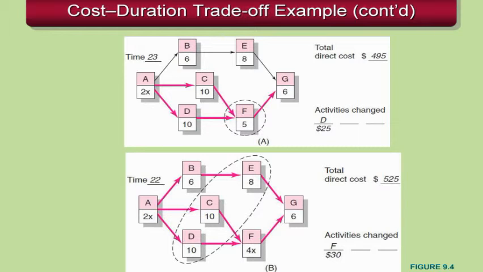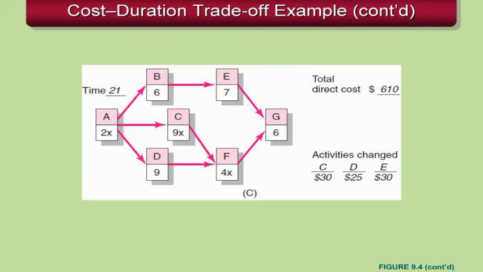So our choices are going to be D, C, and E, or D, C, and B, and it turns out that D, C, E is the cheaper of the 2, and we'll see the results of that on the next slide. After reducing the duration of D, C, and E, the project total duration went down from 22 days to 21 days.